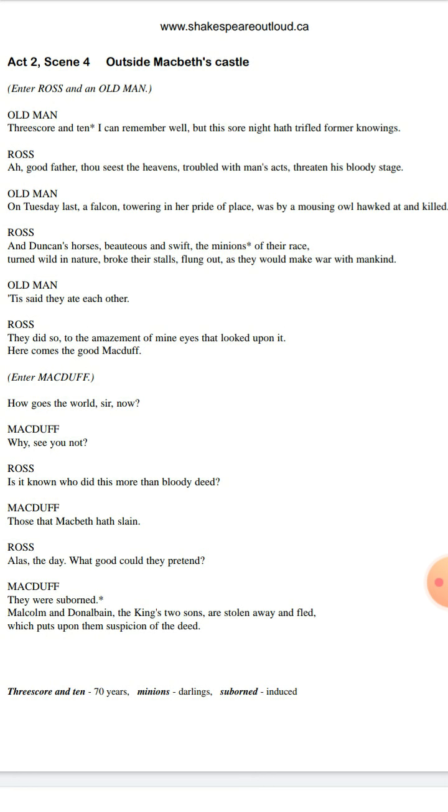Macduff: Those that Macbeth has slain. And now Macduff says that they are Duncan's attendants whom Macbeth has killed. Rose: Alas the day! What good could they pretend? And now Rose says, alas, what profit can they have aimed at?